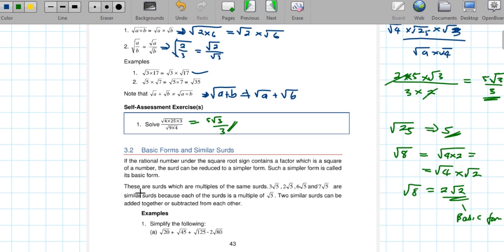So let's go further. These are surds which are multiples of the same root. Similar surds, because each of the surds is a multiple of root 5. We have 3 root 5, 2 root 5, 6 root 5, 7 root 5. So these are called similar surds.